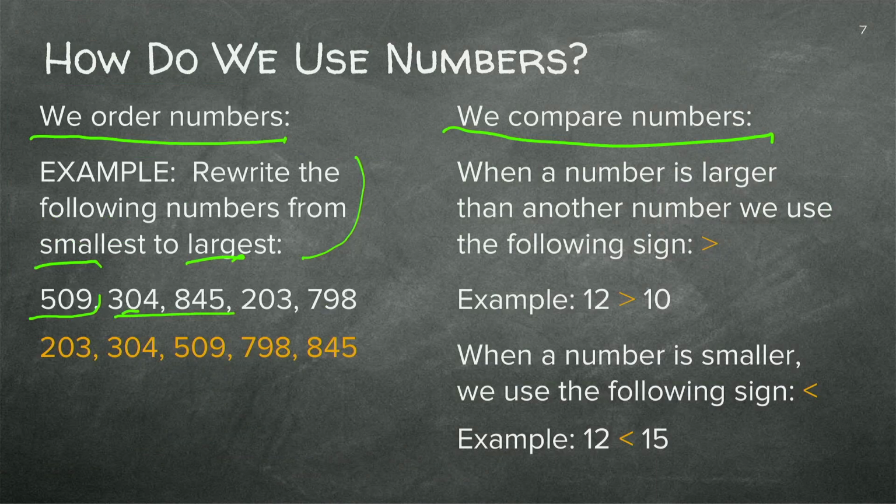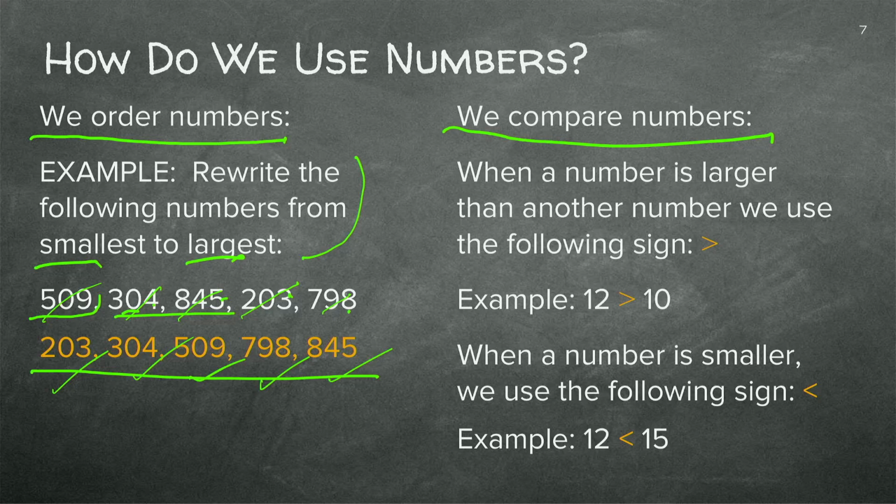So if you count, there's 1, 2, 3, 4, 5 numbers that we've got to order. So we're going to make sure that in our answer, we're going to have 5 numbers. So the smallest will be 203. So please do that to make sure that you don't skip one. Scratch it. 203, we've got it. 303 is the next one. 509 is the next one. 798 is the next one. And 845 is the next one. Got it. You're going to have your turn just now.